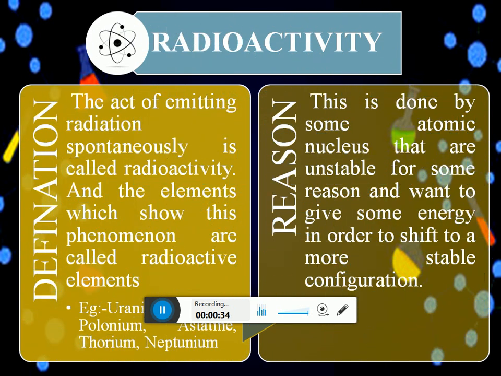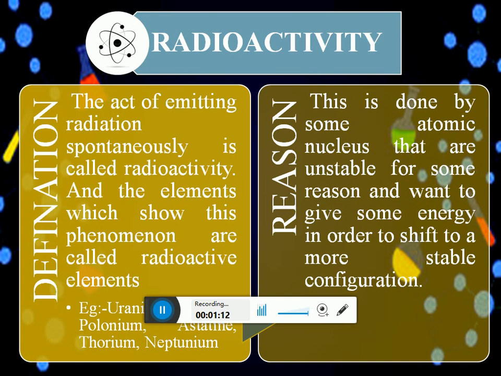So the next topic is radioactivity. What is radioactivity? Radioactivity is the act of emitting radiation continuously. Suppose there is an element which is emitting some sort of energy, trying to make itself stable. This amount of energy which is radiated is called radiation, and this phenomenon is called radioactivity. The elements which produce this radiation are called radioactive elements, such as polonium, uranium, thorium.